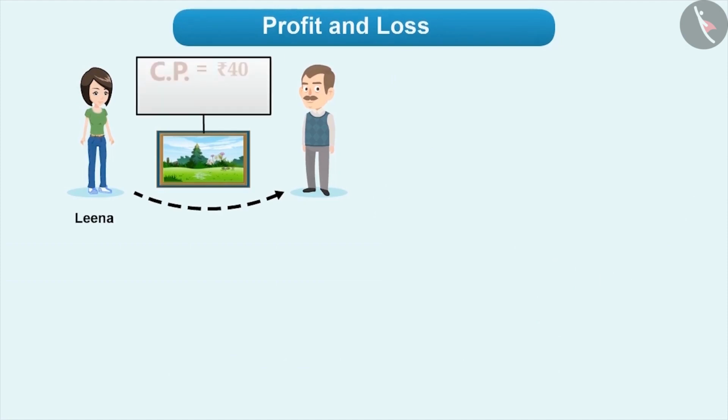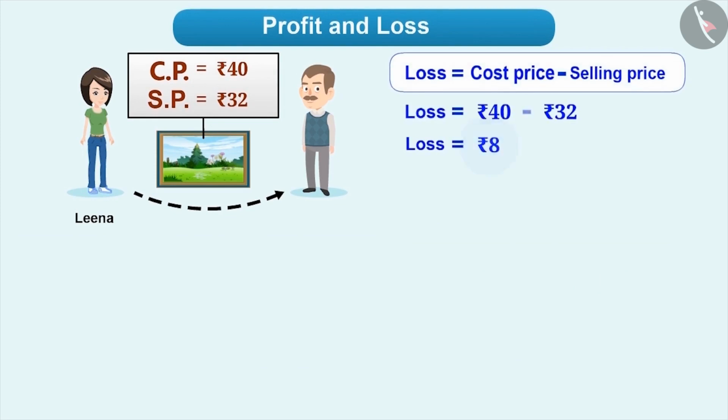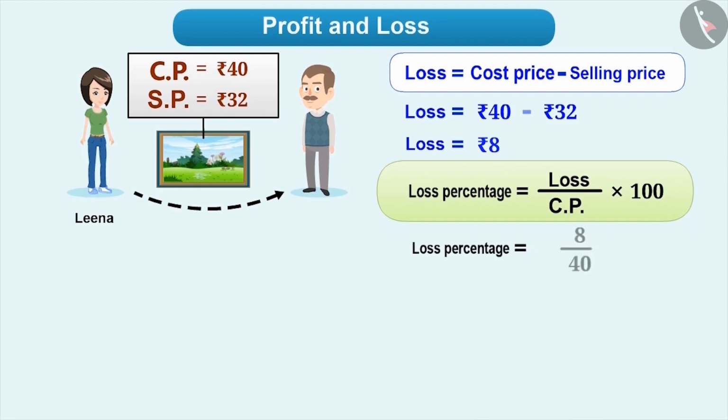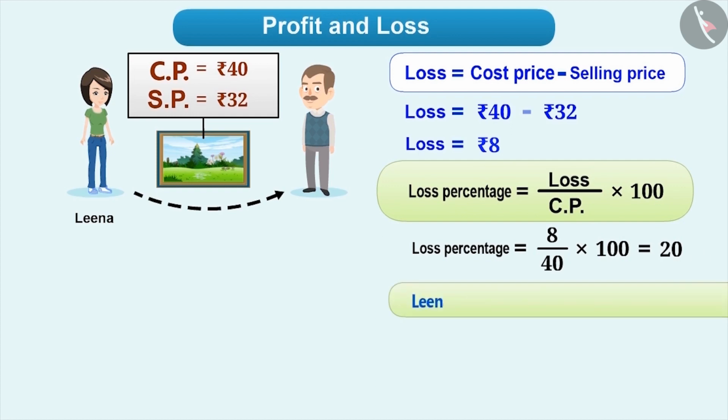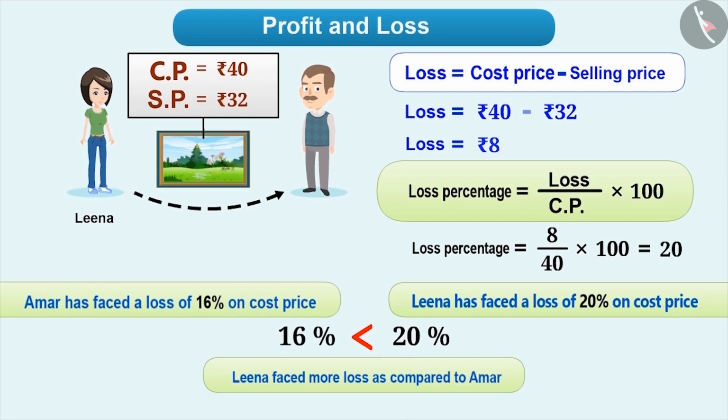Similarly, if Leena has sold a 40 rupee photo frame for 32 rupees, then she faces a loss of 8 rupees. So, loss percentage of Leena is equal to 8 by 40 into 100, which is equal to 20. So, Leena has faced a loss of 20% on the cost price. Now here, 20% is greater than 16%. So, Leena has faced more loss compared to Amar. Thus, by expressing profit or loss in percentage, we can easily understand them and we can compare them correctly.